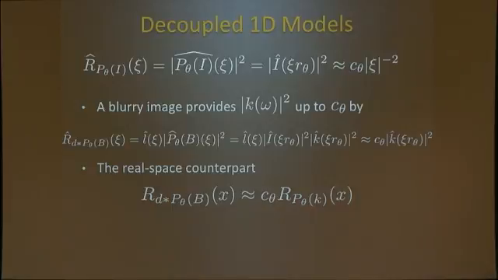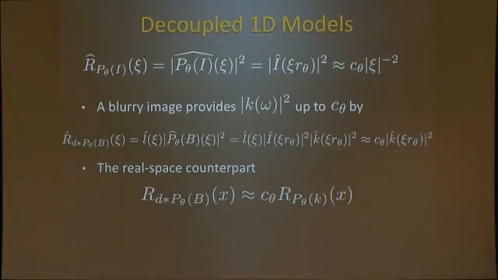This has a real space counterpart. So here we're just projecting the image, whitening it, computing the autocorrelation, and we are expecting to see the projected kernel, its autocorrelation times some scalar.